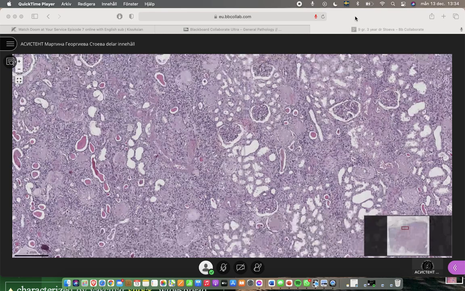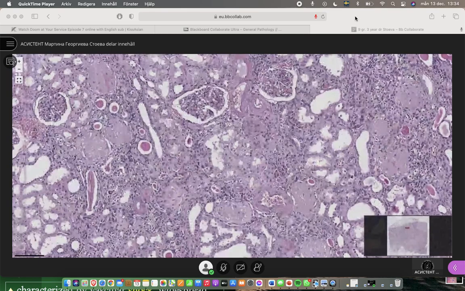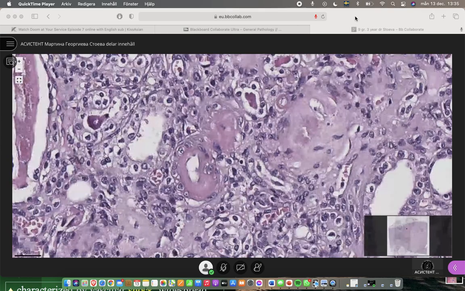Also, we can find hyalinization of the arterioles. For example, here this is one arteriole, which wall is thicker because of the accumulation of the same homogeneous pinkish material. Here again, next to the glomerulus, we can find an arteriole with severe hyalinization in the wall.